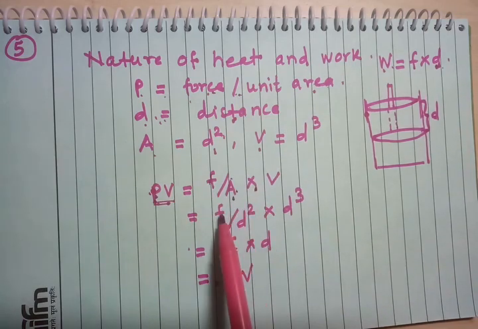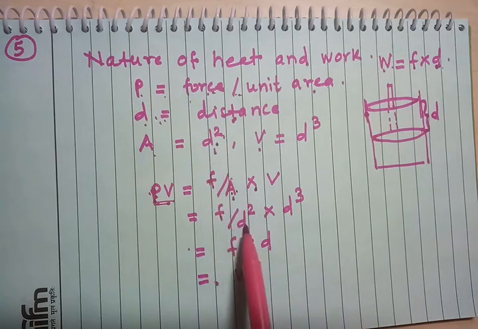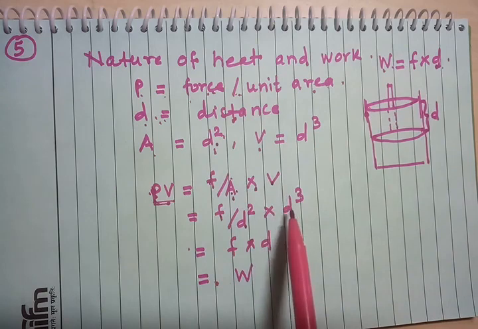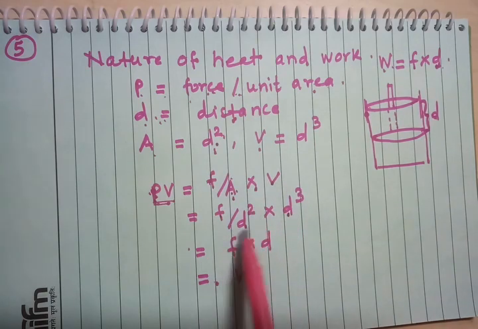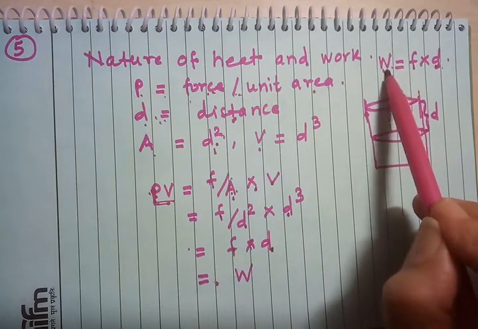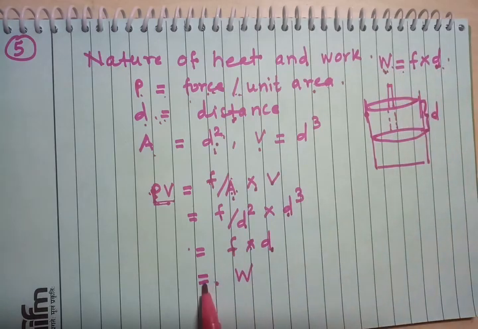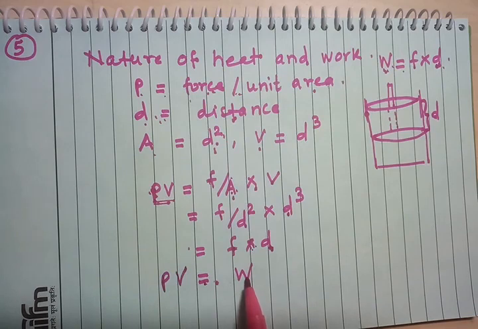So force per unit area, you can write area is equal to d square. So force upon d square, and volume is d cube. If you cancel out this thing, you will get the equation force into displacement. Now here we have already written work is equal to force into displacement. So here it comes out to be force into displacement, that is equal to W. So PV type of work is equal to W here.